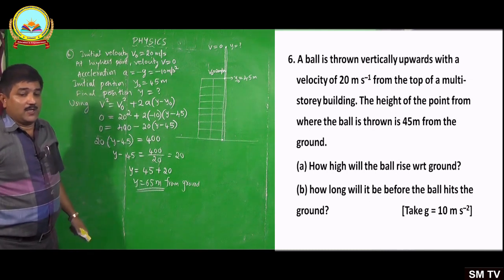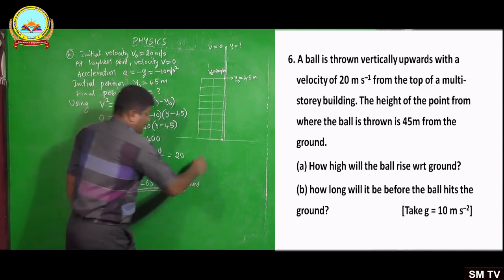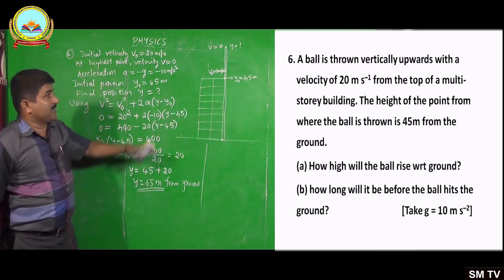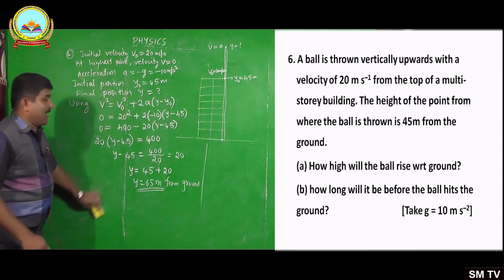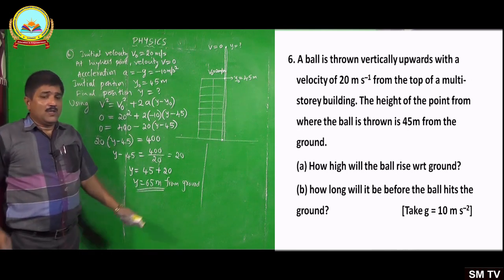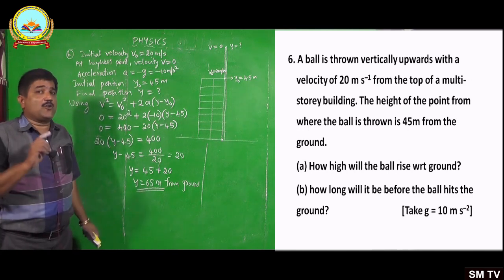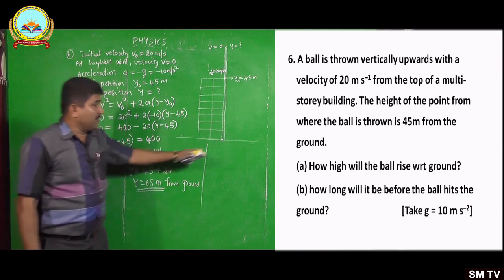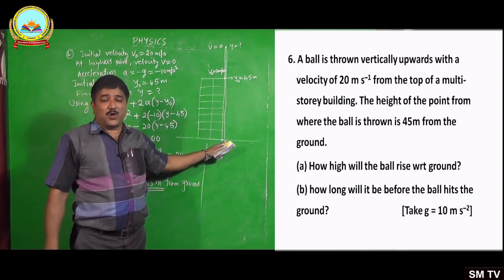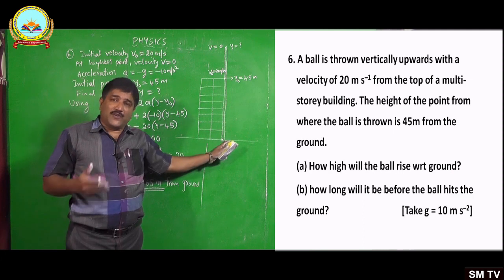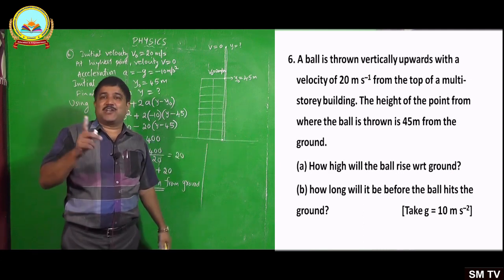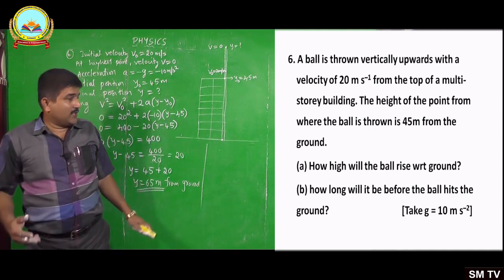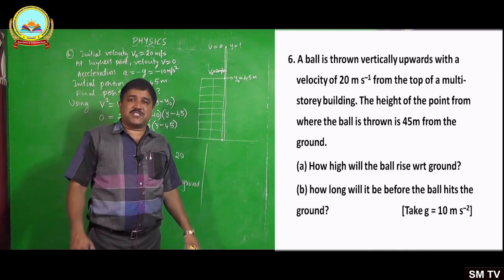Now we have to find how long it will be before hitting the ground, means how much time is required for the ball to reach the ground. The time we have to calculate, and we don't know the final velocity when the ball reaches the ground, and also we don't know time, so the first equation will not work. You cannot find it using the first equation.